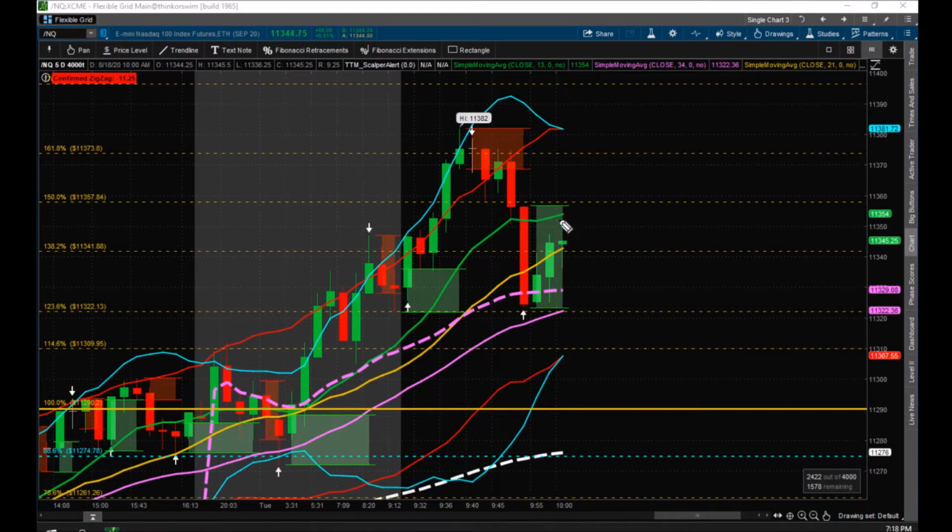Like here, it's below already, but you see this long wick at the bottom. Buyers are stepping up, so they're going to try to push it back up. It just depends on whether the buyers or the sellers take over that candle.